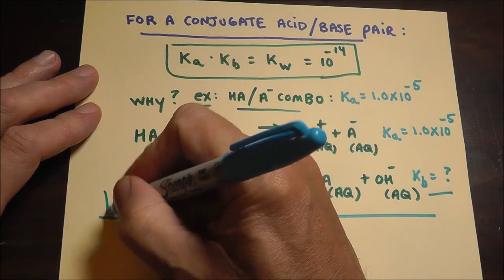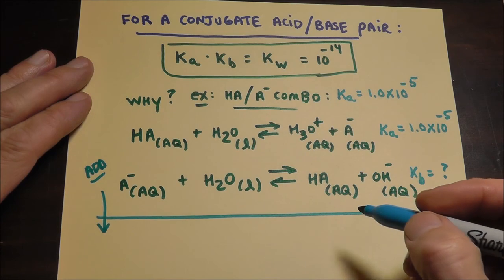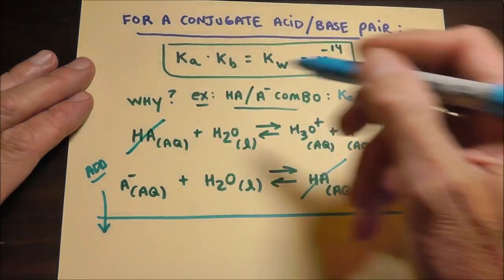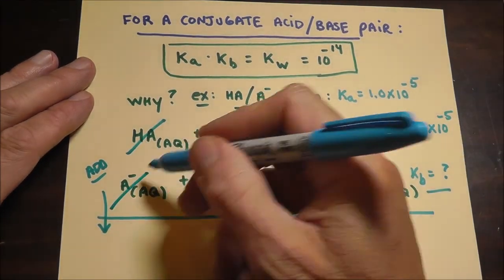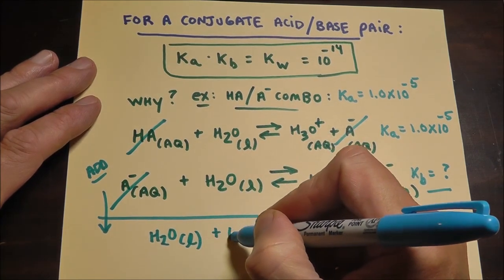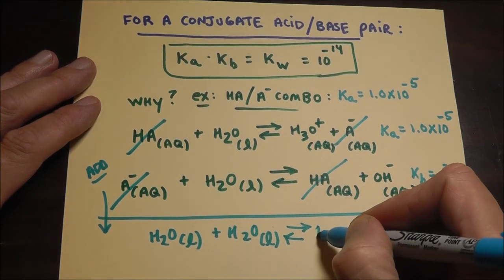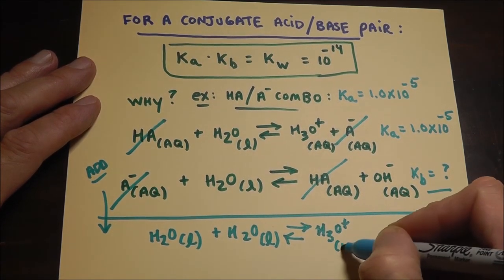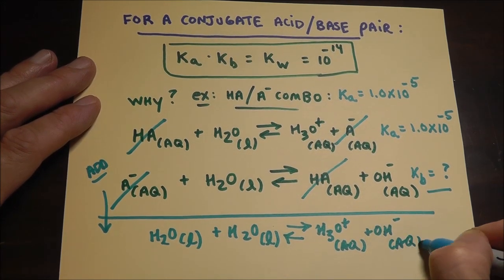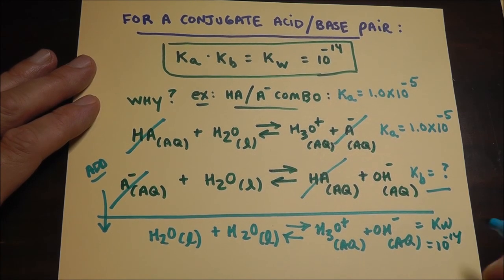Let's add these two reactions together. Does stuff cancel? Yeah, stuff cancels, right? That cancels. This cancels. And what do you get? You get H2O liquid plus another H2O liquid goes to make H3O plus and OH minus. Does that look familiar? That is Kw. That is 10 to the minus 14.